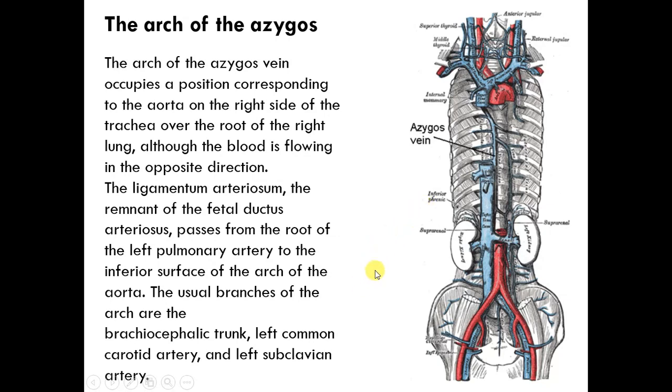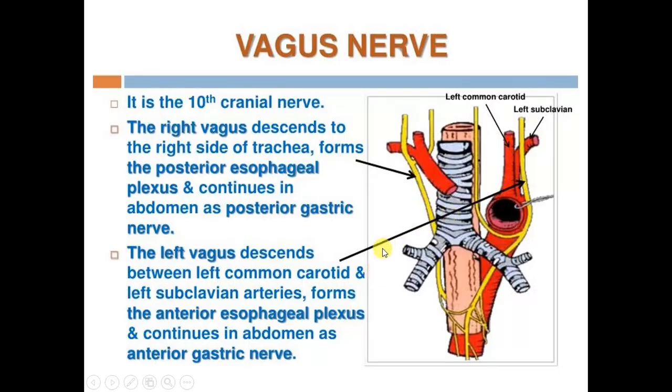The branches of the arch are the brachiocephalic trunk, left common carotid, and left subclavian artery. Then is the vagus nerve, the 10th cranial nerve. The right vagus nerve descends on the right side of the trachea and forms the posterior esophageal plexus, which continues in the abdomen as the posterior gastric nerve.